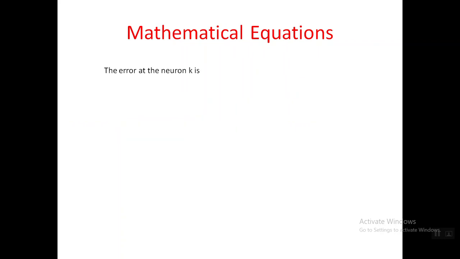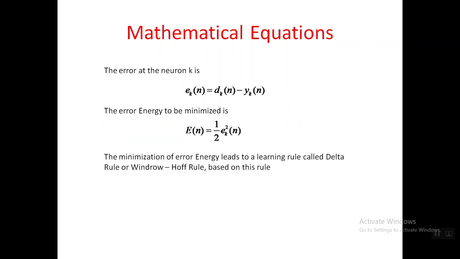In the mathematical equations, the error at neuron k, as we have already discussed, is ek of n equal to dk of n minus yk of n. Next, the error energy to be minimized. In this system there should be some error energy, or we can take it as a cost function. We need to minimize this function so that the error will be 0. Here we take e of n equal to half ek square of n as the error energy. Minimizing this error leads to a learning rule called the delta rule or Widrow-Hoff rule. This is a very, very important rule in neural networks.